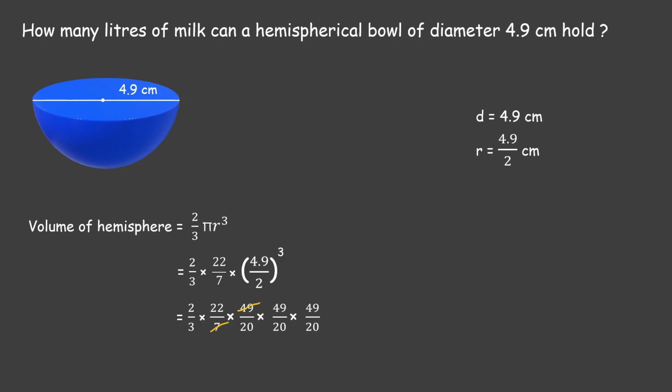Now we can cancel this out. This 7 into 7 is 49. We can further do this cancellation. And upon further simplification and cancellation, we get that volume of hemisphere is 308.128 centimeter cube.